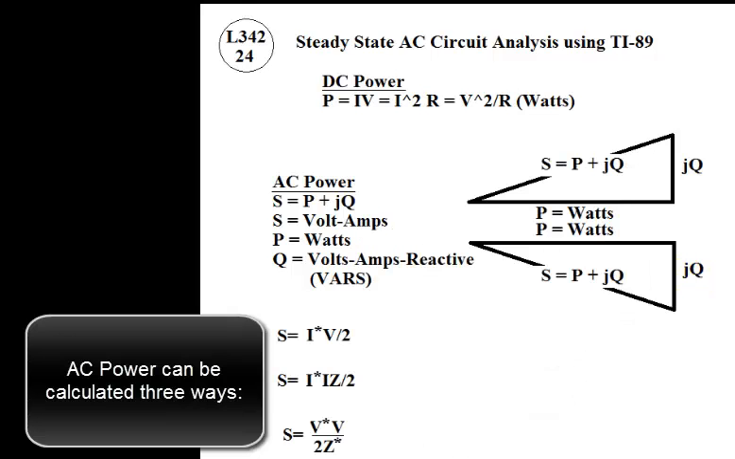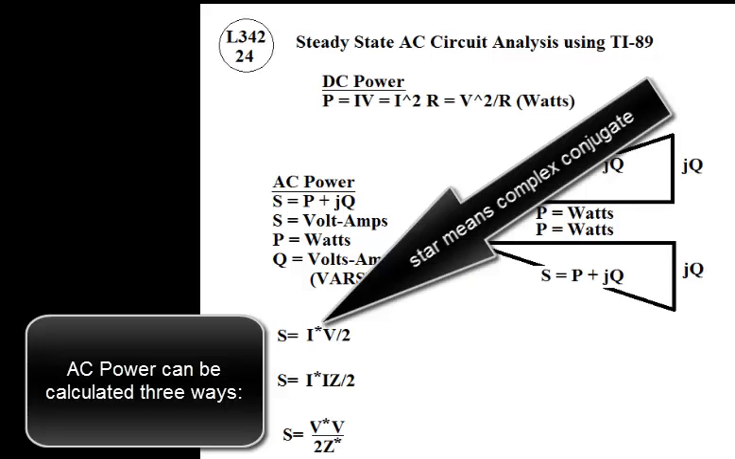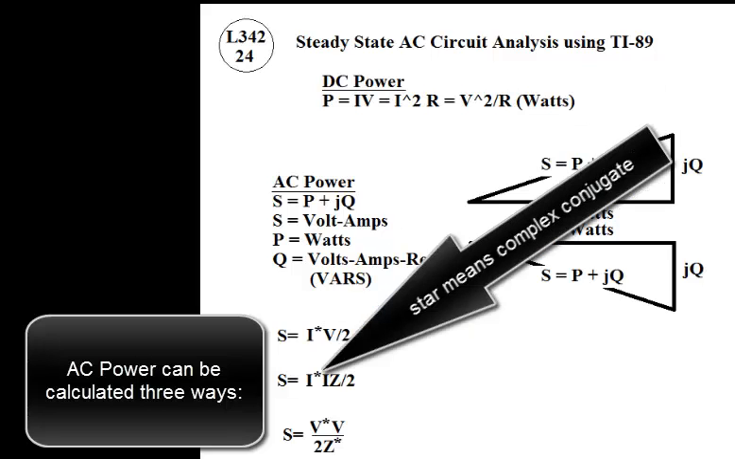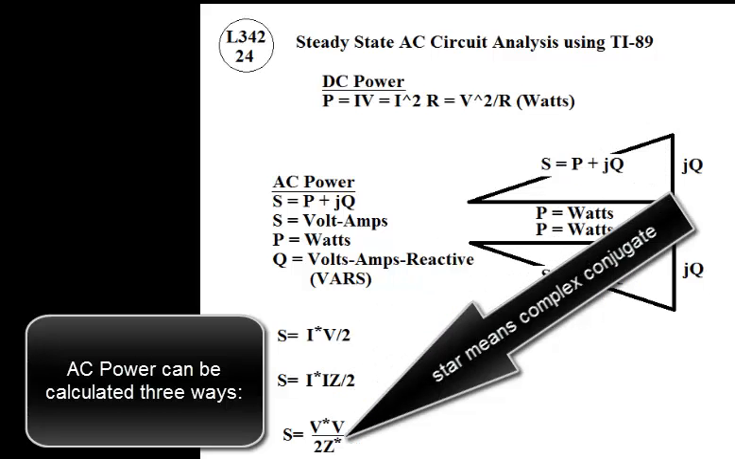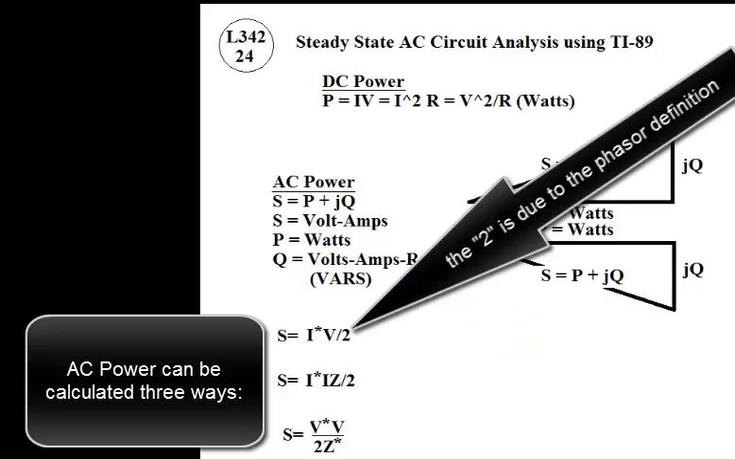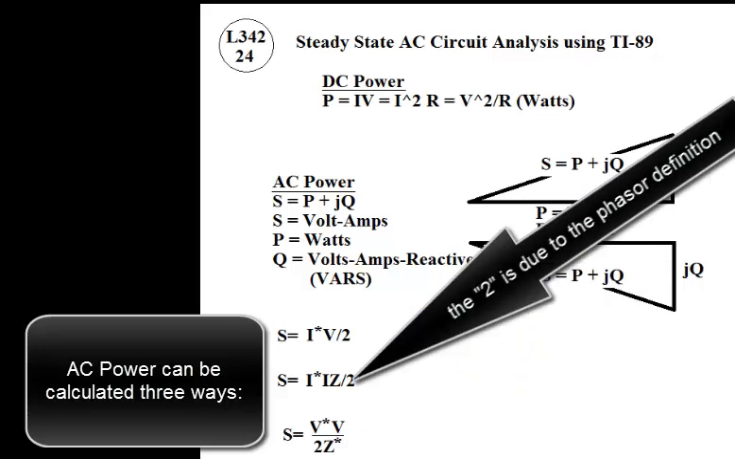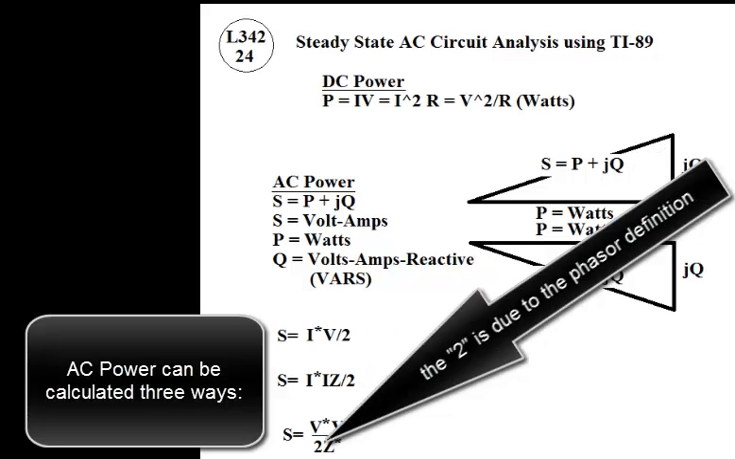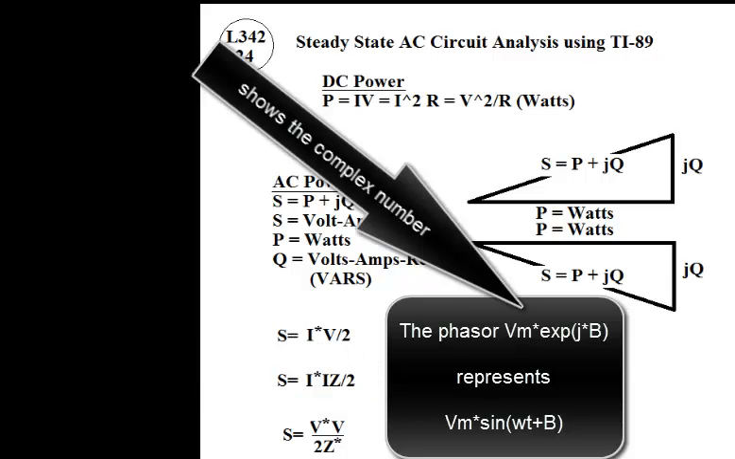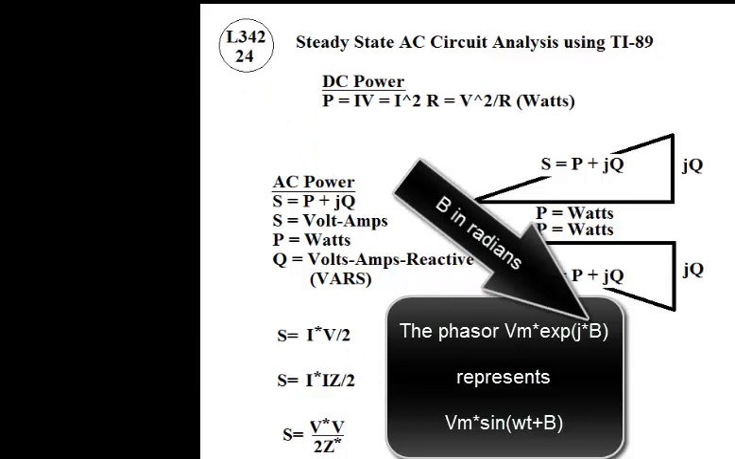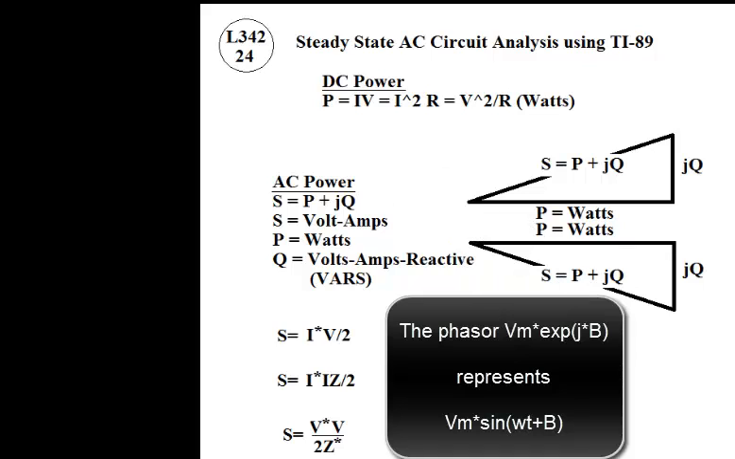AC power can be calculated three ways. The star means complex conjugate. Two is due to the phasor definition. This phasor definition shows the complex number where B is in radians. It represents that sinusoid.